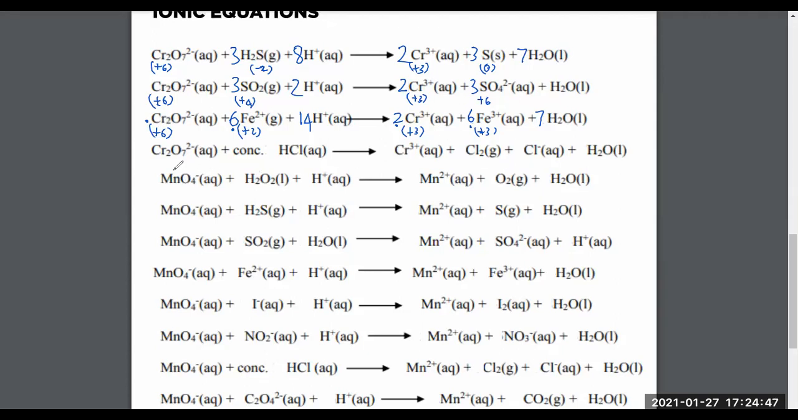Done. And in this one, now this one, I think you have to be a little careful. Chromium +6. All right. Chromium is +6. If you consider HCl, it is at -1. But the problem is this HCl is doing 2 things. It is turning to Cl2 and it is providing Cl minus ions also. You have to be a little careful there.